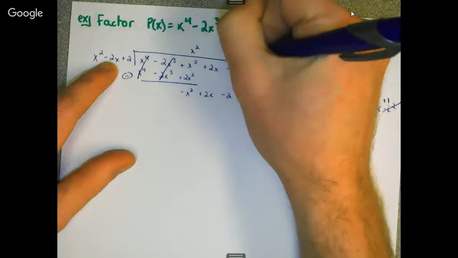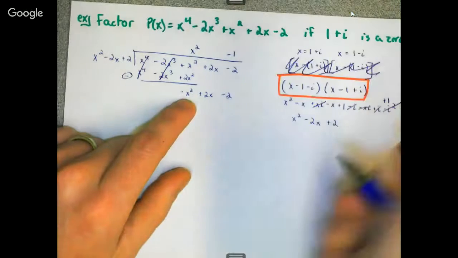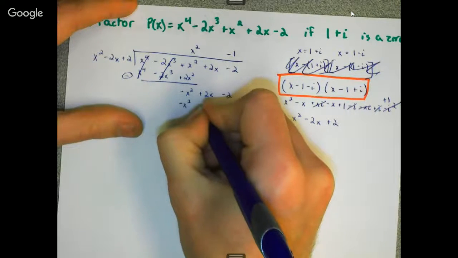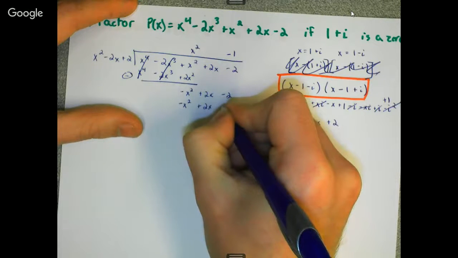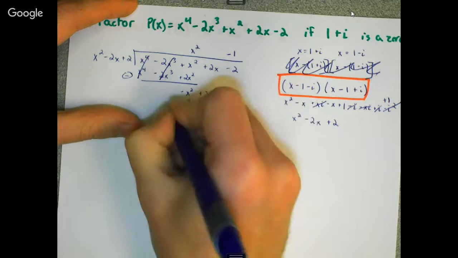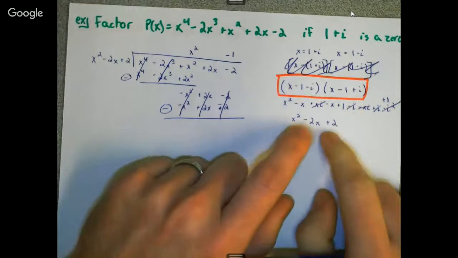So then we've got x squared to become minus x squared, that's minus 1. So you have minus x squared plus 2x minus 2. Subtract, cancel, cancel, cancel. Why is it cancel? Because over here I said that it was a factor.